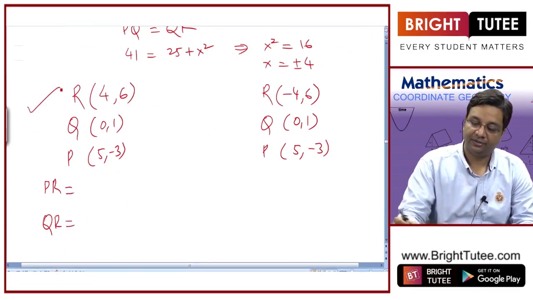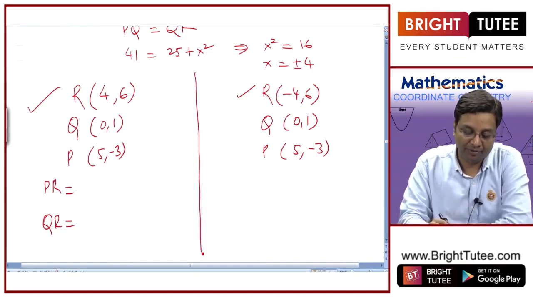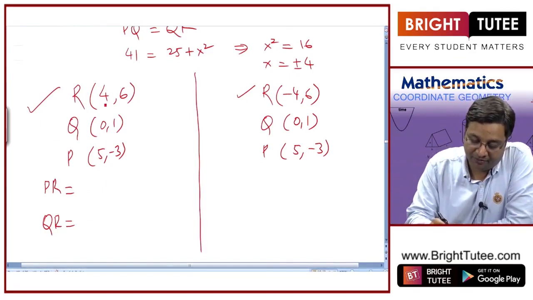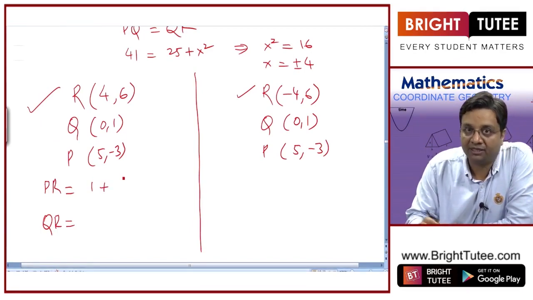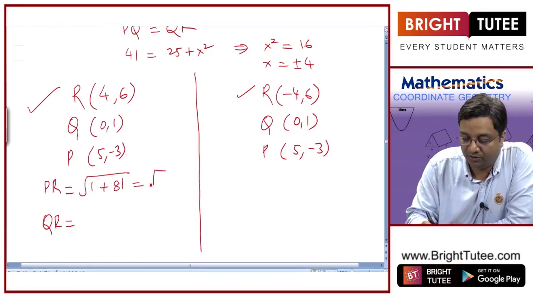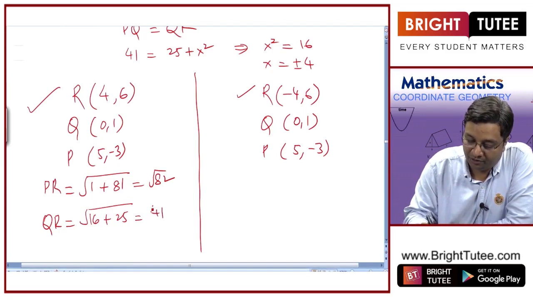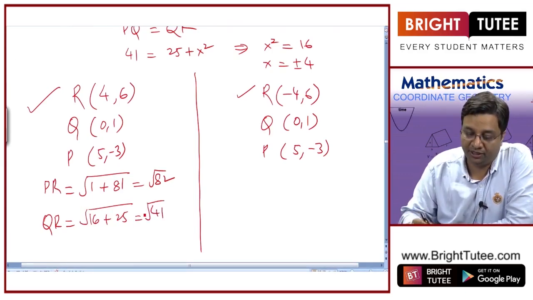What will be PR here? In this case, this is the first case, right? So let's divide the page like this. What will be PR in this case? It will be 5 minus 4, 1 squared is 1, minus 3 minus 6 is minus 9 squared, 81, square root. So square root of 82. What will be QR? 0 minus 4 squared, 16. 1 minus 6, 5 squared, 25. So it will be equal to square root of 41. This is PR and QR in this case.